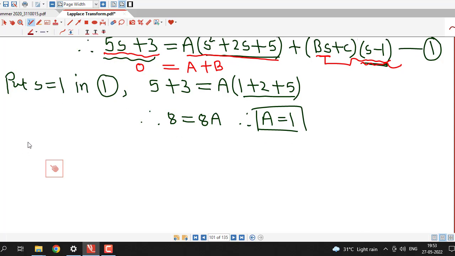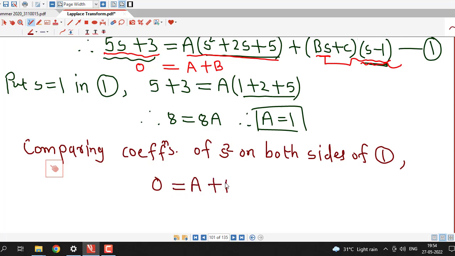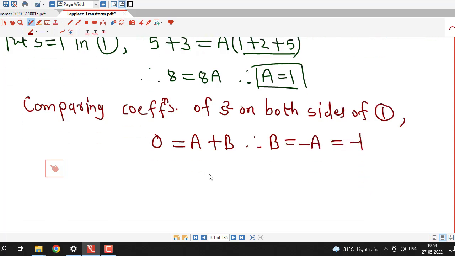So in the next step we write that comparing coefficients of s square on both sides of equation 1. As I explained, we obtain this equation 0 equal to a plus b, therefore b equal to minus a, and therefore b equal to minus 1. Therefore the value of b we have obtained is minus 1.